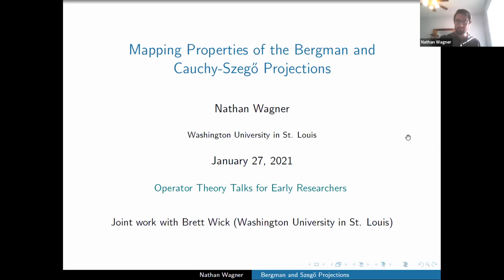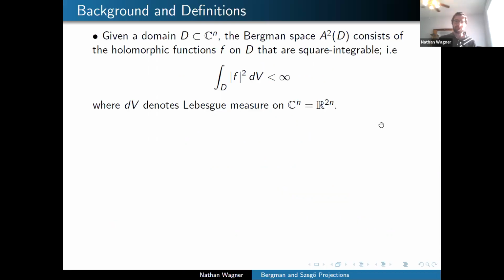So I'm going to talk about mapping properties of the Bergman and Cauchy-Szego projections. This largely is going to be an expository talk, but I will mention a couple of results towards the end that are joint work with Brett Wick, who is my thesis advisor. Okay, so let's get started talking about these function spaces.